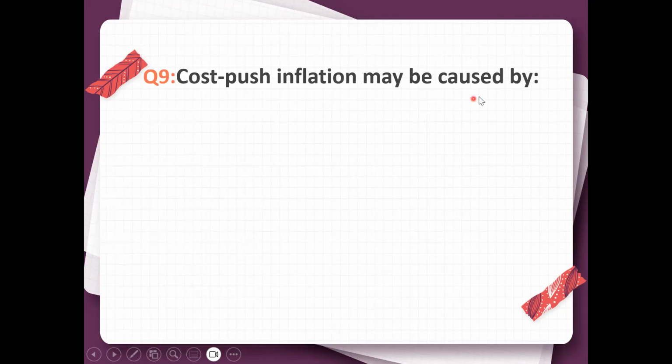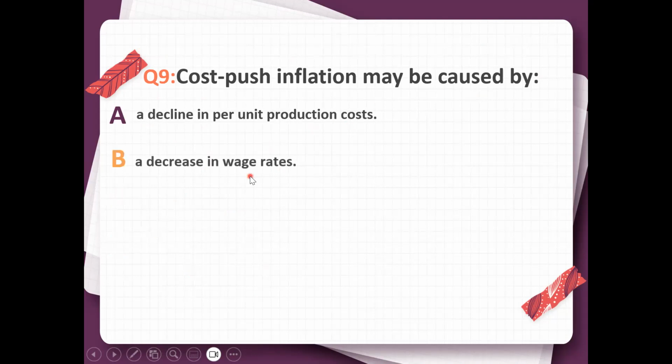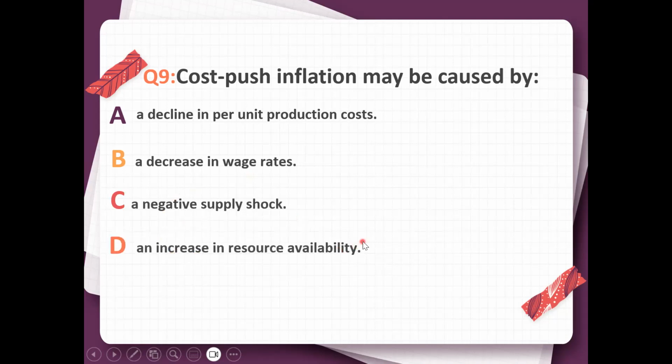Cost push inflation may be caused by a decline in per unit production costs, a decrease in wage rates, a negative supply shock, or an increase in resource availability. Cost push inflation is for the supply side, and it's a negative supply shock.